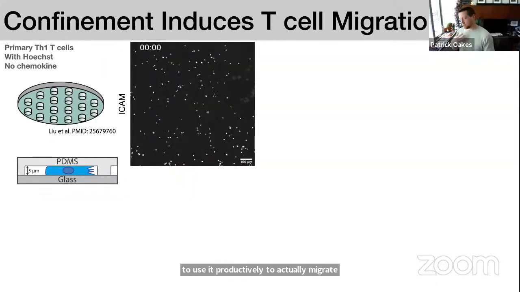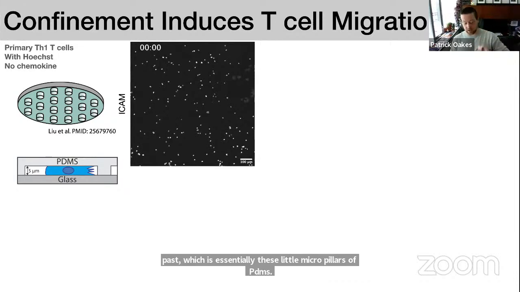Okay, so the thought then was, well, maybe if we could make them interact with the substrate more often, then they would migrate better, right? And so we turned to Matthew Piel, and he helped us set up this cell migration confiner system that he's built in the past, which is essentially these little micro pillars of PDMS, and you squash down the cell to about 5 microns as a gap, and then they can migrate in between.